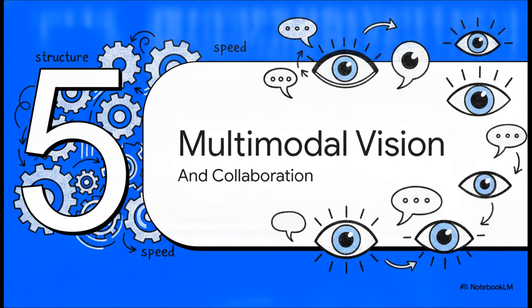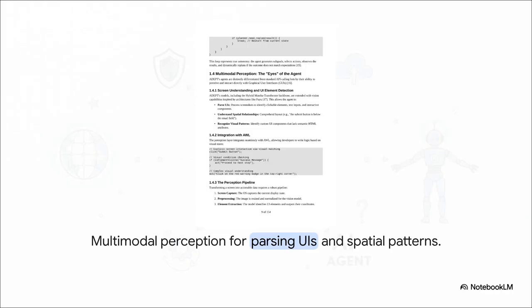Section 5, Multimodal Vision and Collaboration. Speed and structure are fantastic for sure, but to truly navigate our messy digital world, these agents also need eyes and the ability to collaborate. Using specialized vision capabilities, which are actually inspired by advanced multimodal architectures like Fuyu, the agent literally sees your screen.